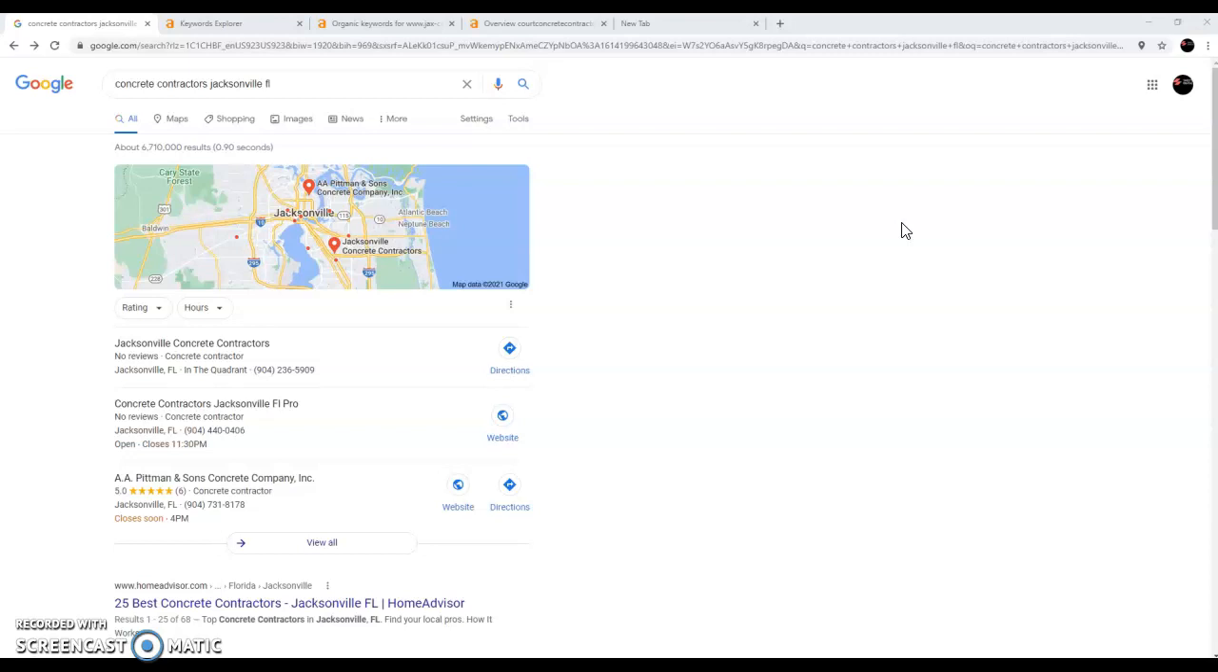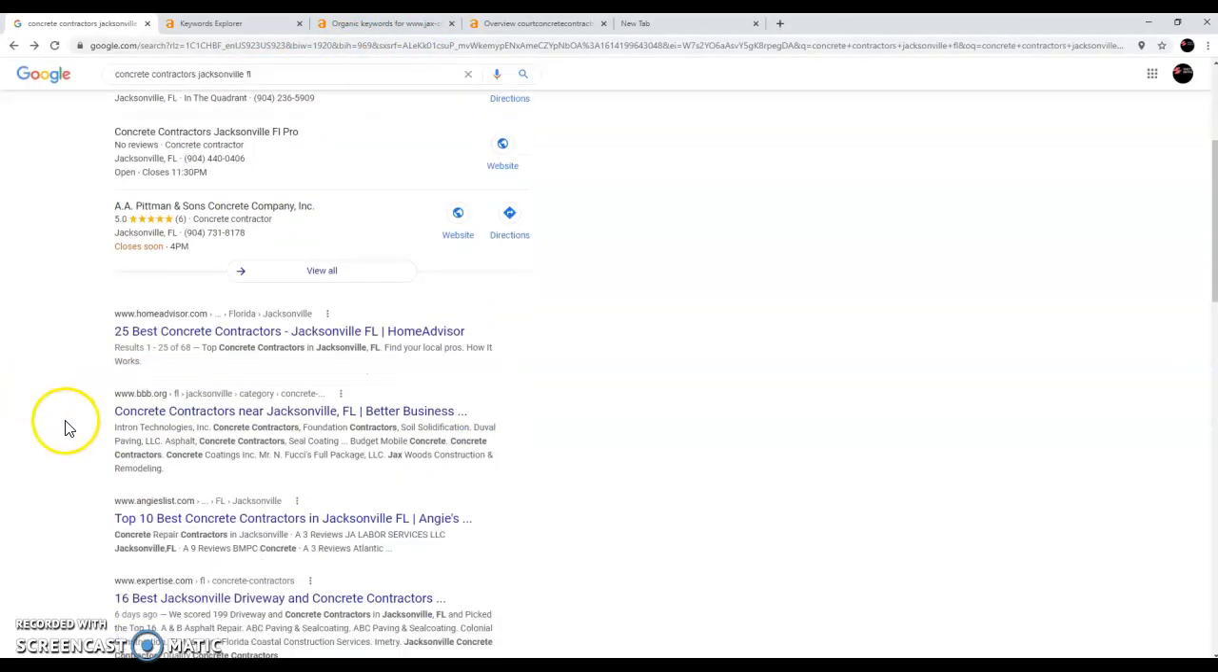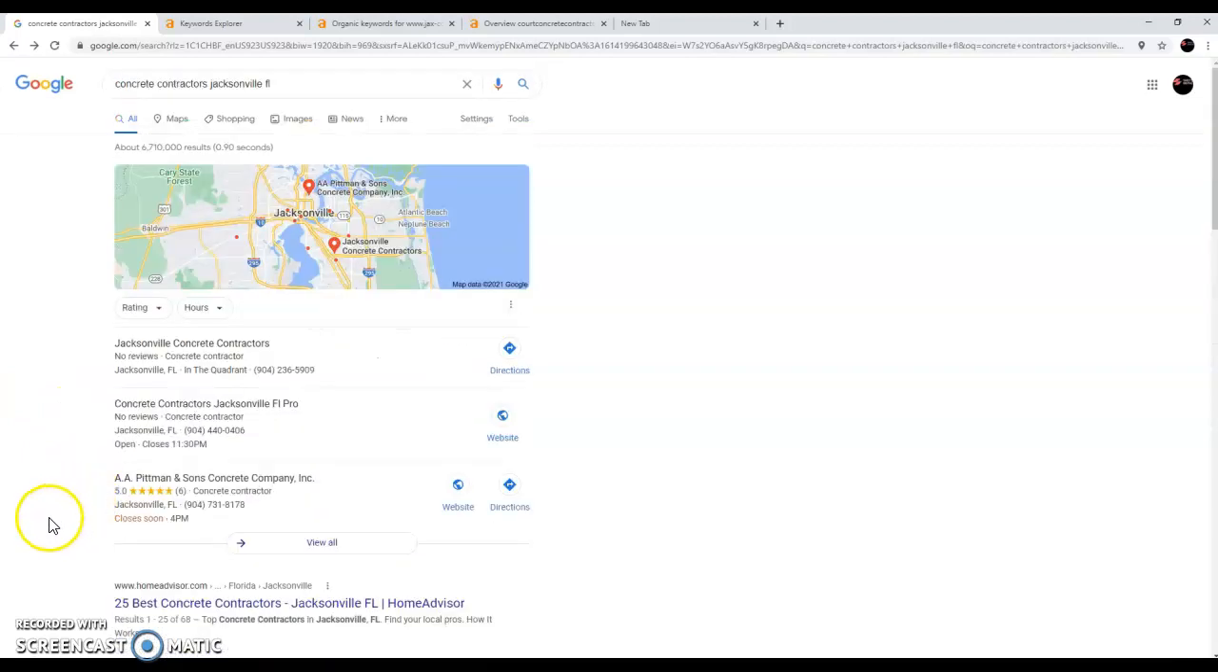So we'll start out by talking about what happens when you type in a phrase in Google. Concrete Contractors Jacksonville FL is what I typed in, and these are the results we get. No one's a stranger to this that has a phone or a computer. And as we see here at the top three in this map pack, two of these don't have reviews. It's important to note that because reviews aren't the only thing that drives your ranking up here.